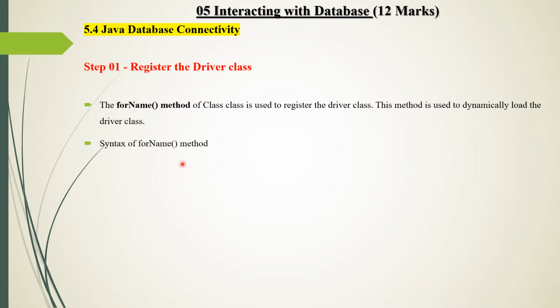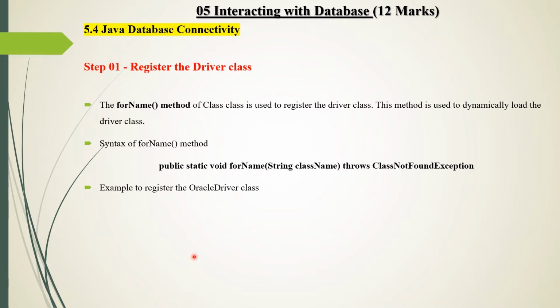Next, the syntax of the forName method is like this: public static Class forName, which has one parameter, String className. This method may throw the ClassNotFoundException. So this is the syntax of the forName method.